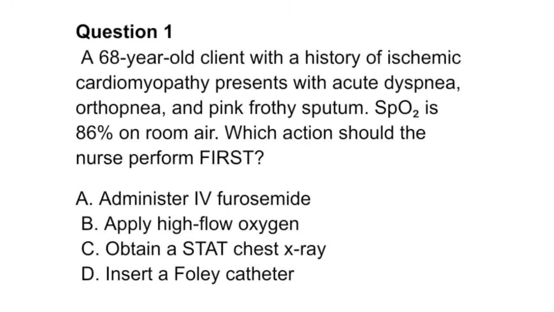1. A 68-year-old client with a history of ischemic cardiomyopathy presents with acute dyspnea, orthopnea, and pink frothy sputum. SpO2 is 86% on room air. Which action should the nurse perform first? A. Administer IV furosemide. B. Apply high-flow oxygen. C. Obtain a stat chest X-ray. D. Insert a Foley catheter.